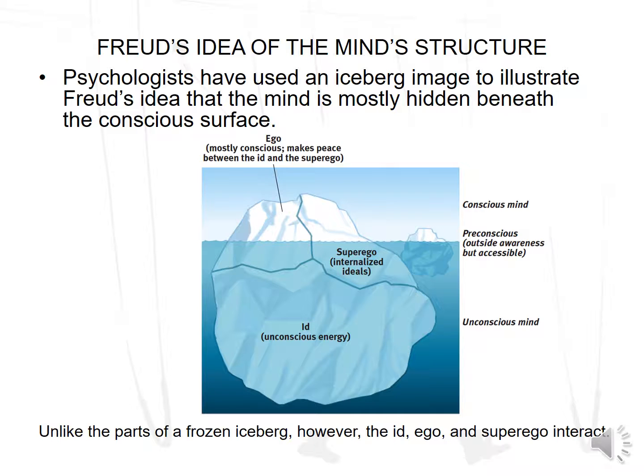Freud believed that the ego did its best to satisfy the id, the unconscious energy, while also satisfying the superego, these internalized ideals. This iceberg image is used frequently to discuss how the majority of what is happening inside our minds is unconscious, as you can see below the waterline. However, unlike the parts of a frozen iceberg, the id, ego, and superego do interact.